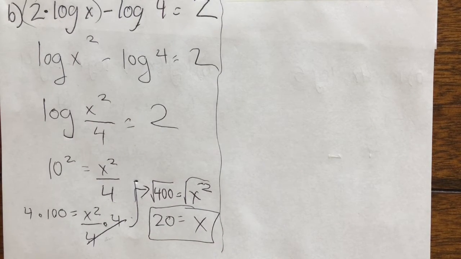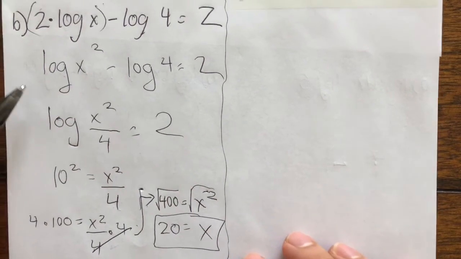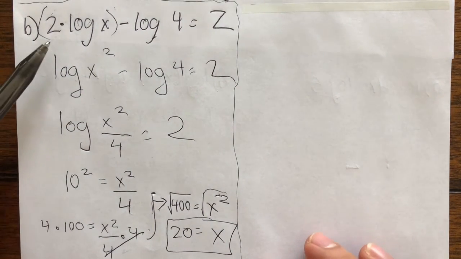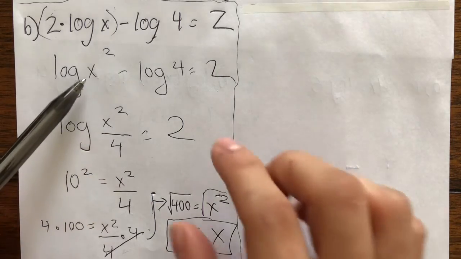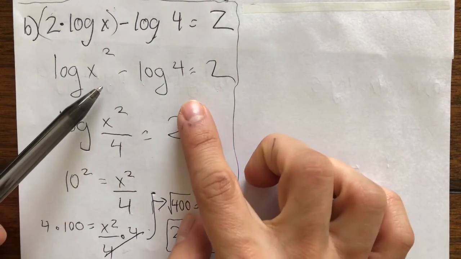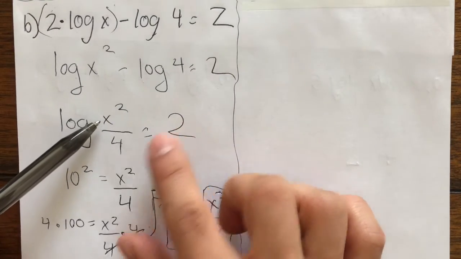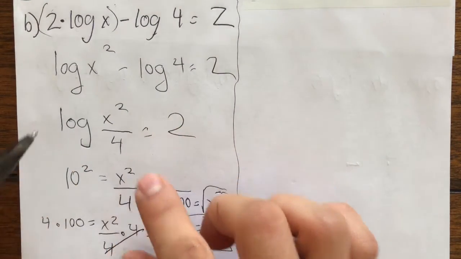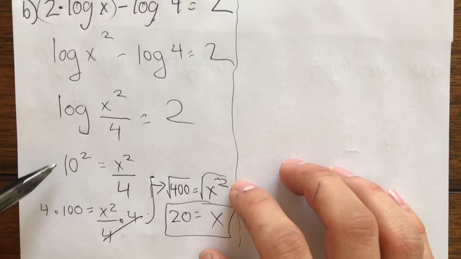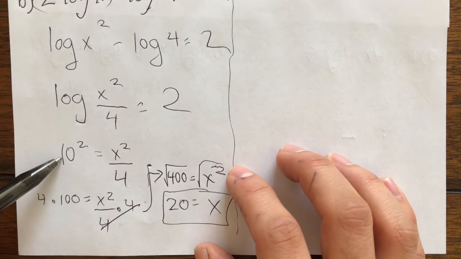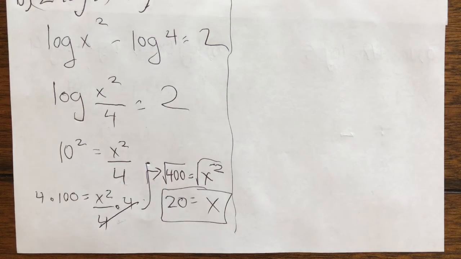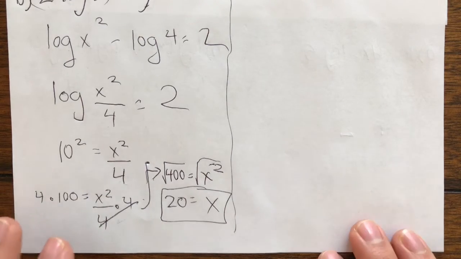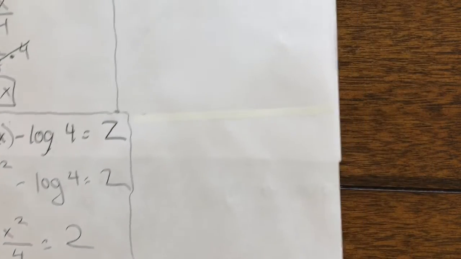All right. So all we did was we used the power property first to make it an exponent. Then we used the quotient property to rewrite it as a division. Then we converted it into exponential form. And right after that, all we had to do was solve for x, which you guys are pretty familiar with. Let's take a look at part C.